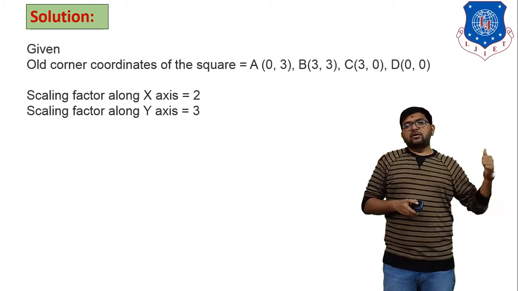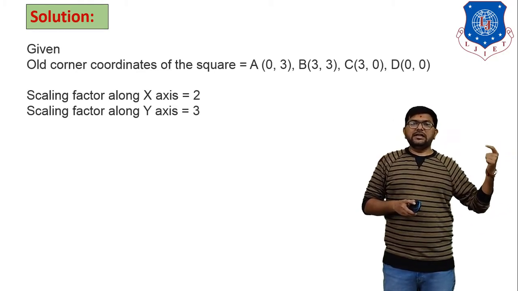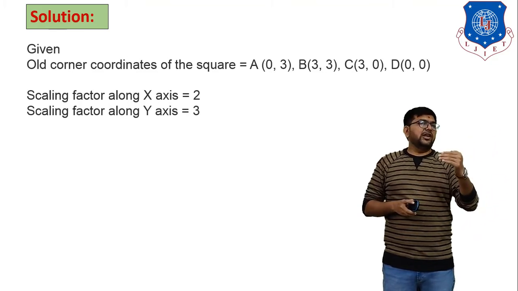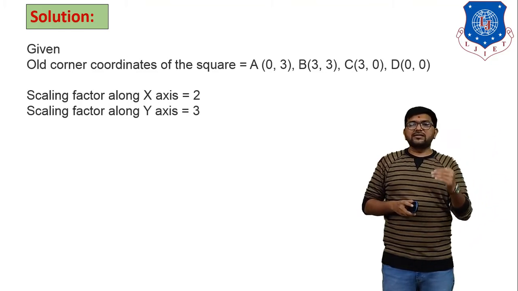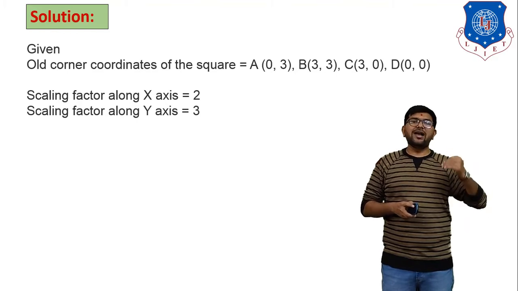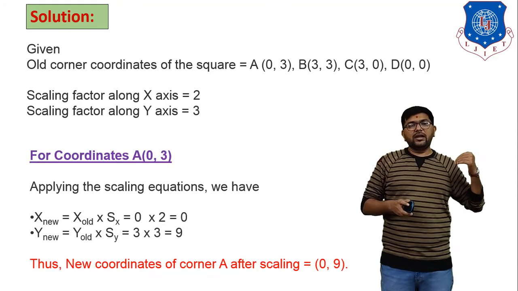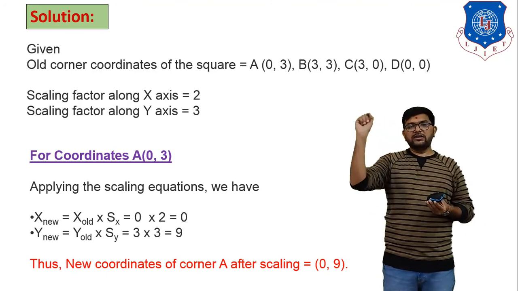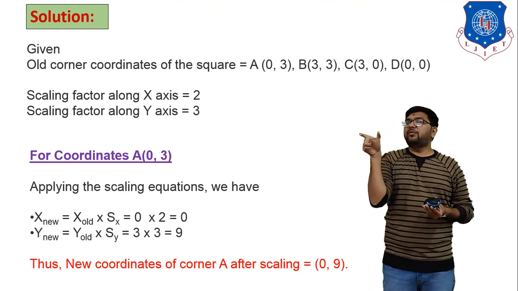Old coordinates of the square, that is (0, 0), (3, 0), (3, 3), and (0, 3). What is the value of the scaling factor? Scaling factor of x axis, that is 2. Scaling factor of y axis, that is 3. Okay, so now the first coordinate, A (0, 3). So apply this scaling equation.